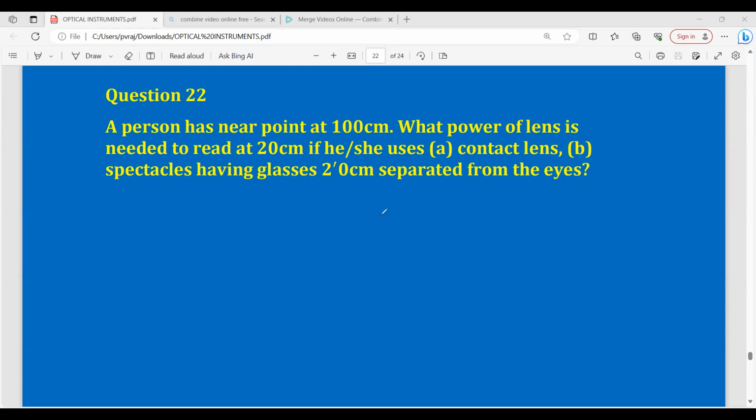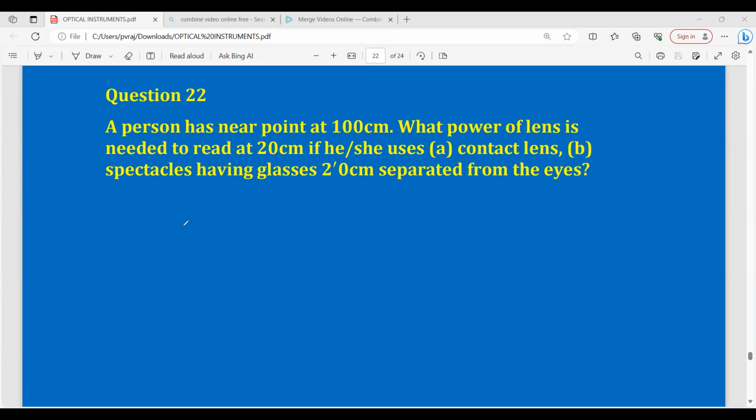The first question is about a contact lens. A contact lens means it is directly attached to our eye. There is no gap between the spectacles and the eye lens.